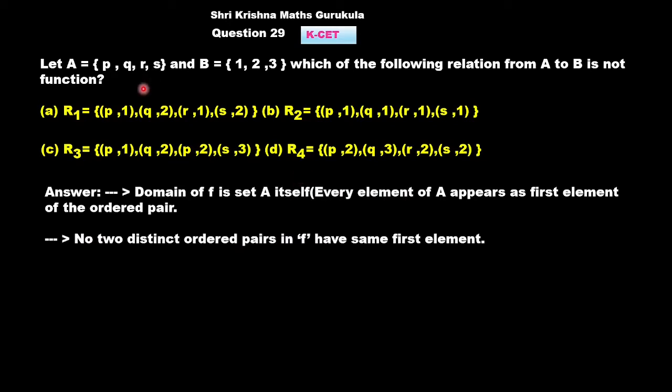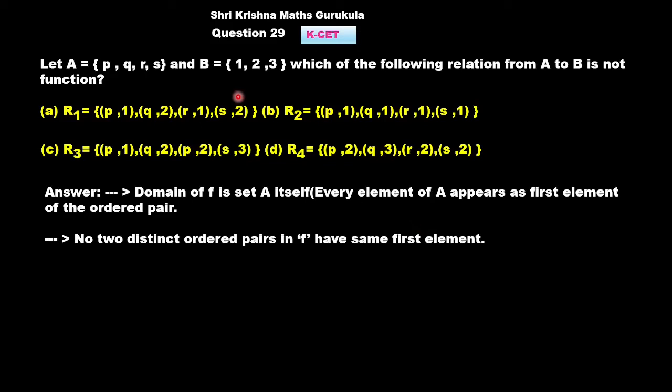The first condition is every element of the domain set should have an image. That is, the considered set A should be the domain. That means all the elements of the domain set should have an image. Okay, that is the first condition.